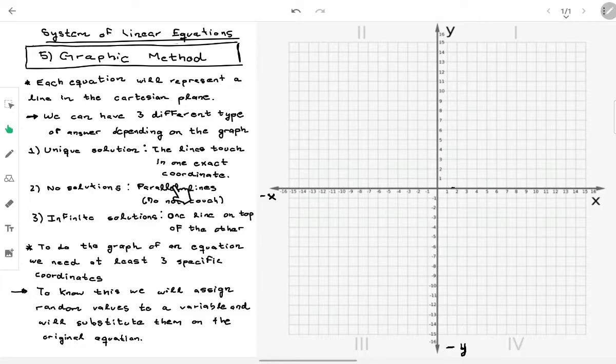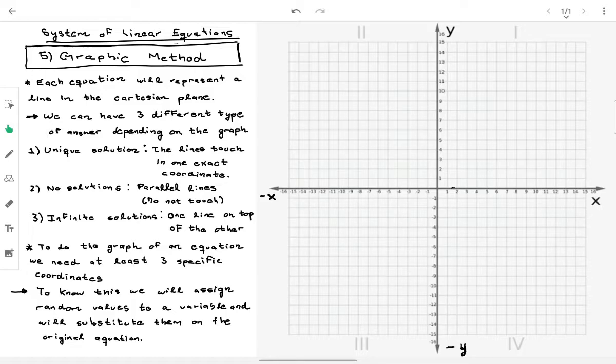When do we have no solution? We will have parallel lines. What are parallel lines? Those are lines that do not touch each other at any point of the graph. That means we will have 2 lines that do not cross, so that's why we have no solutions. How do we know that we have infinite solutions? We will have one line on top of the other, so we will see only one line because both equations are on the same line. That will tell us we have infinite solutions.